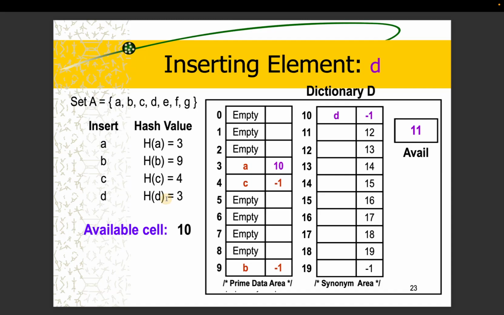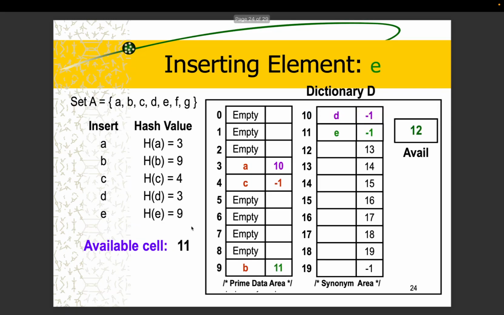When I insert D, my available cell is 10. So I'll insert D at index 3. I found that there's a collision between A and D. So I go to the synonym area and take the first available cell, which was cell 10, insert D, and set the link to negative 1. If I insert E at index 9, the available cell is 11, so I set this to be 11, and insert E at 11.